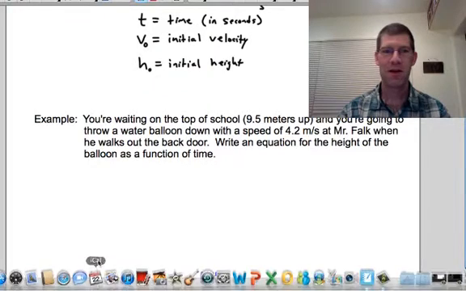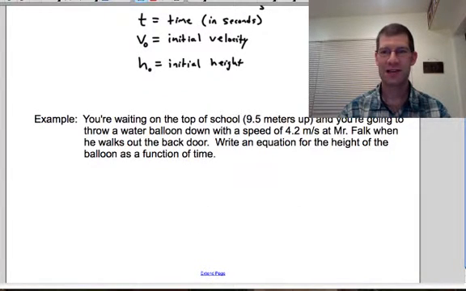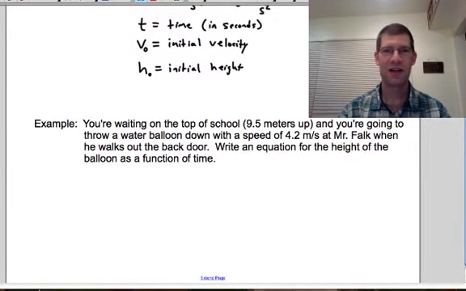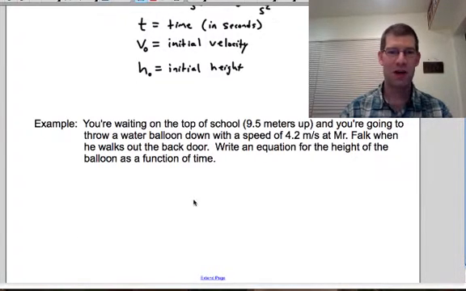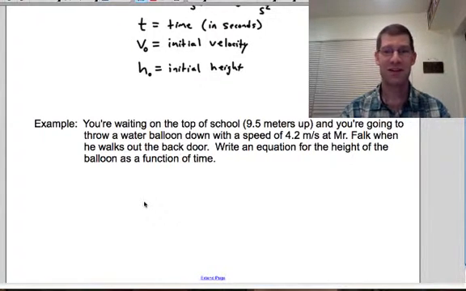Alright then, our last example for this section says write an equation for this. You're waiting on the top of school. I'm guessing that's about 9.5 meters. And you're going to throw a water balloon down with a speed of 4.2 meters per second at me when I walk out the back door. Write an equation for the height of the balloon as a function of time. You could write out the whole story problem. You could just say like 9.5 meters up, throwing down 4.2 meters per second. That's really all you need in the thing.